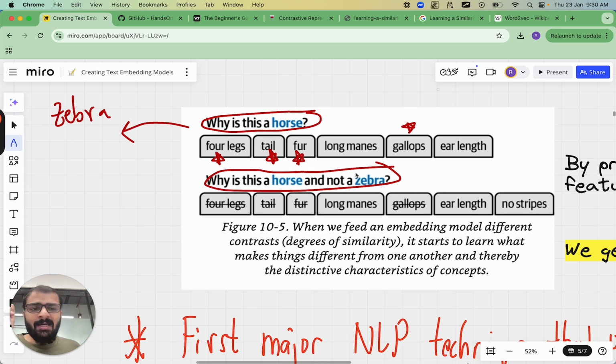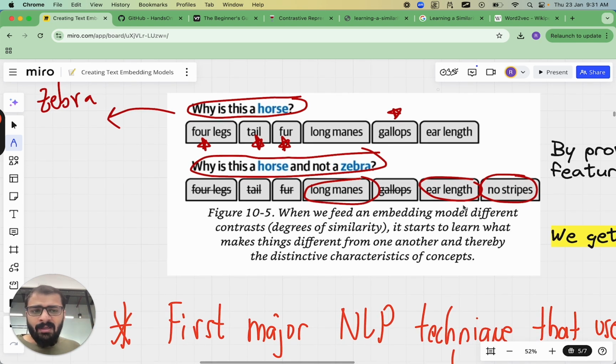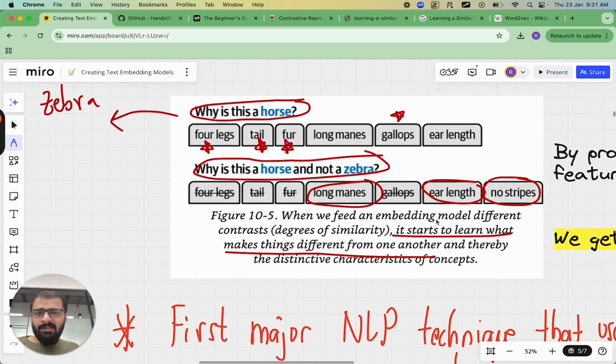And then the kid may say that a horse has no stripes, or a horse has a longer mane than a zebra, or a horse has a shorter ear length as compared to a zebra. So when we feed an embedding model different contrasts, it starts to learn what makes things different from one another. So essentially, when you pose questions as a contrast, the kid here can really start to understand what makes a horse and a zebra different from each other, right? This is very similar in the case of embedding models.